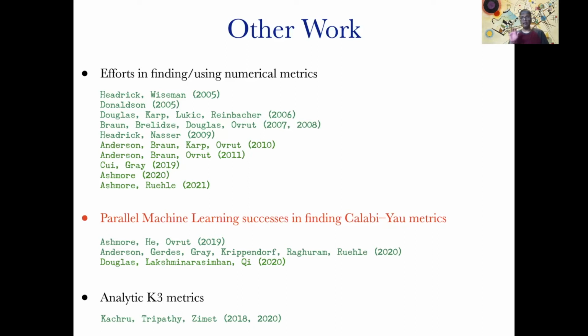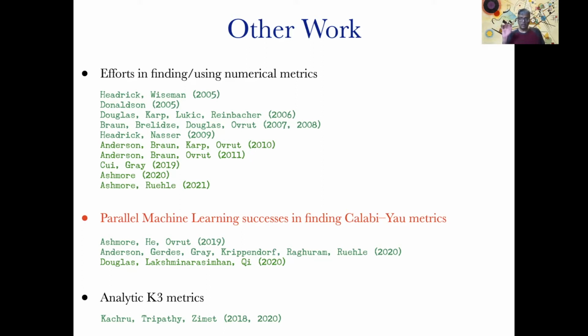I should also say that this effort to use numerical approaches to Calabi-Yau geometry has an extensive history. Starting with Headrick and Wiseman and Donaldson, there have been efforts to find numerical metrics. And in addition, recently, machine learning has been brought to bear on this task. Ashmore, He, and Ovrut were able to use machine learning to improve the performance of Donaldson's algorithm.